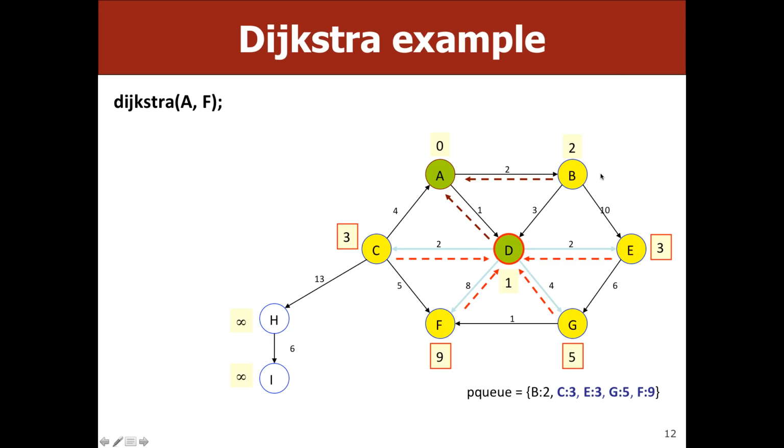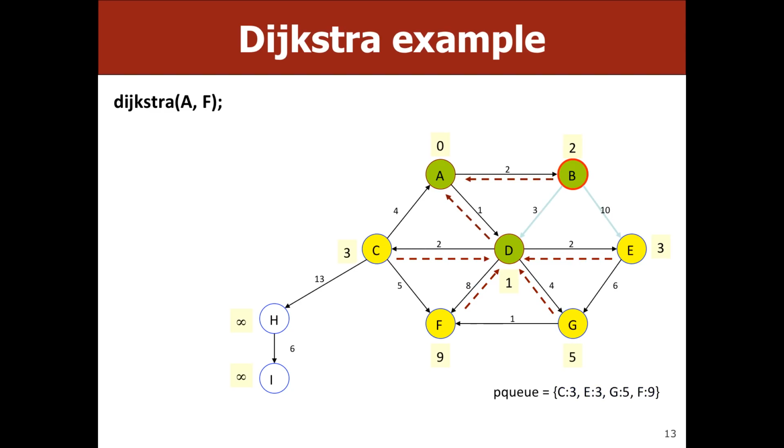So we look at B. What are the neighbors of B? D and E. Do we need to do anything with D? No. So we ignore D because we visited D. What about E? What should we do about E? Do we want to change the priority or keep it the same? How many people think change? How many people think keep the same? Yeah, so we want to keep it the same because 2 plus 10 is 12, which is a lot bigger than 3. So the fastest way to get to E is clearly not through B.